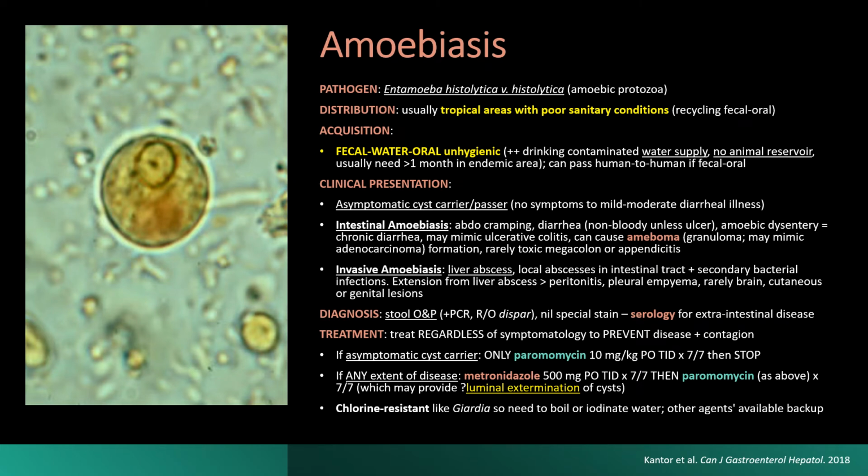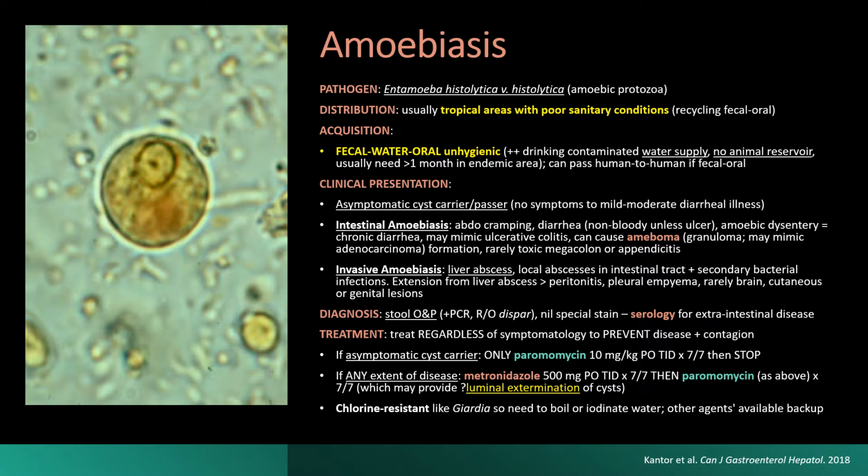not practice hand hygiene. If patients develop illness, they develop either an intestinal amebiasis involving a watery diarrhea with cramping, which can be bloody if there are ulcers, which may mimic ulcerative colitis and may even cause the development of an ameboma, which is a granuloma-contained amoebic foci which mimics GI adenocarcinoma and may predispose to secondary bacterial infection and abscess. Rarely, that could present as toxic megacolon or appendicitis as well.